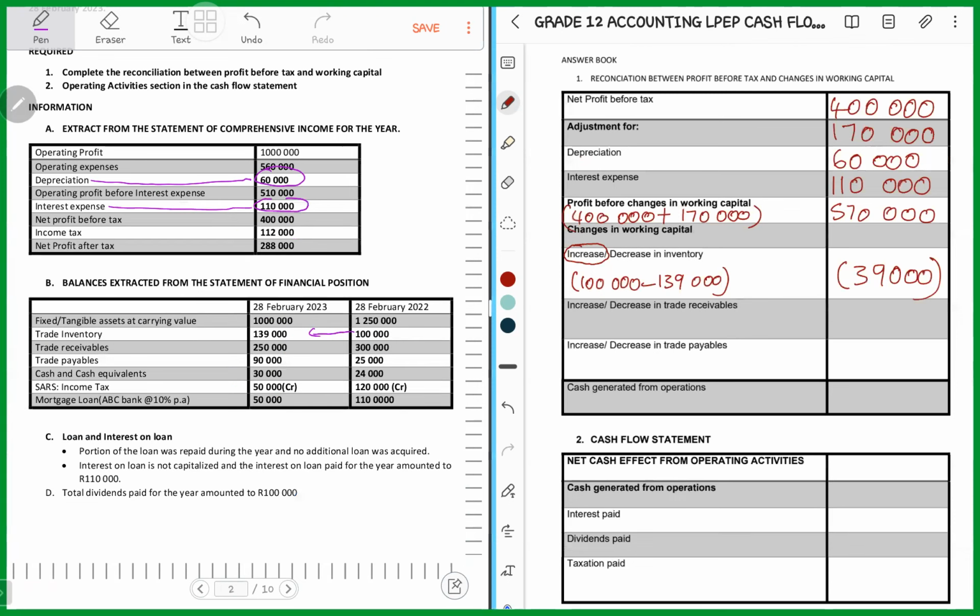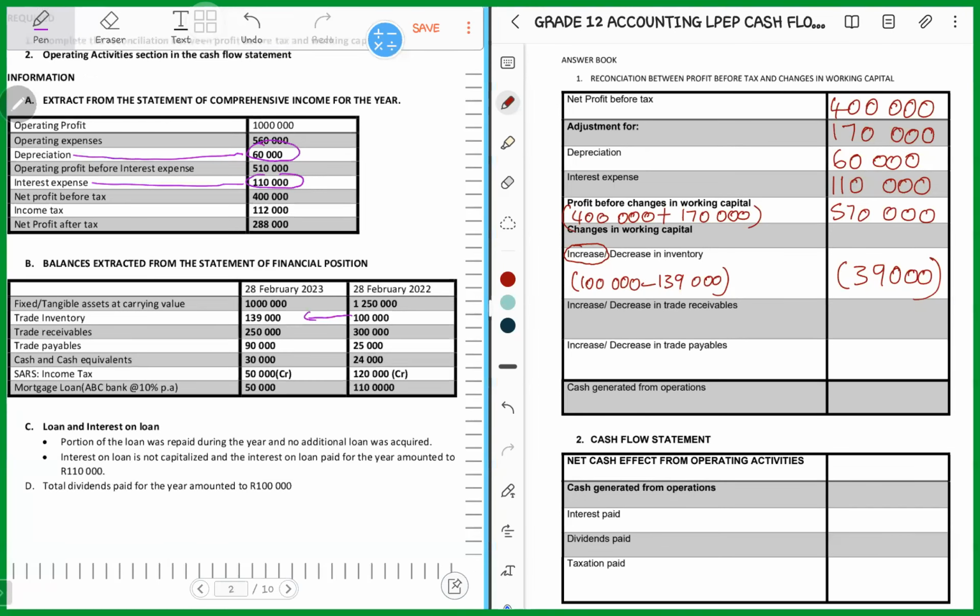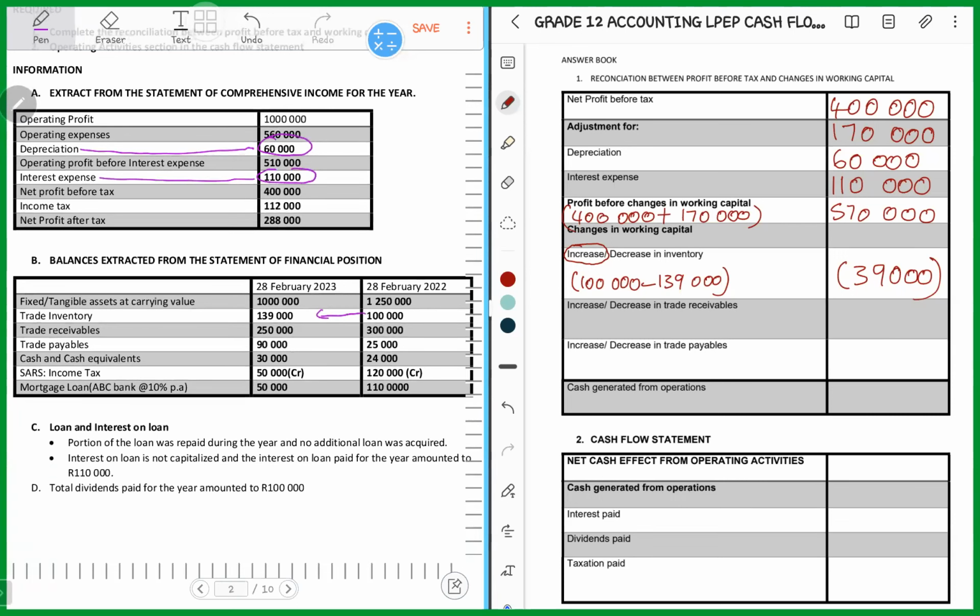Okay. Then now we should also show the changes in the trade receivables. Now, if you notice, our trade receivables from the previous year was 300,000. Then it's currently how much? 250,000. And remember, a decrease in trade receivables is an inflow, but an increase in trade receivables is an outflow. So here we are having a decrease.